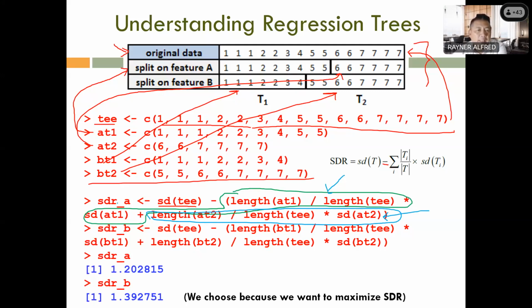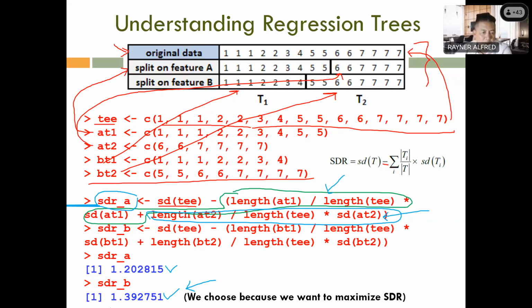Okay, so we get the SDR for the first feature A. We will repeat for feature B. Then when we compare, because we want to maximize the standard deviation reduction, we want to get the higher one. So we choose feature B as the best to split the data. Okay, so this is the illustration of how the model is trained, or optimized, to maximize the standard deviation reduction.